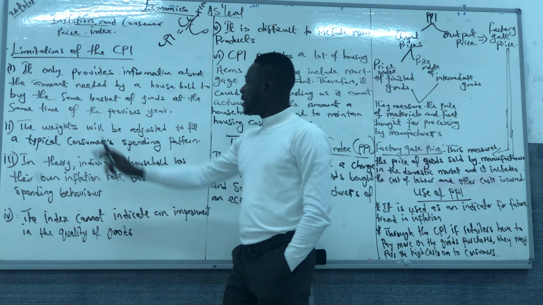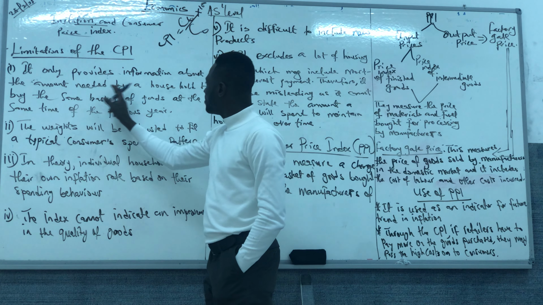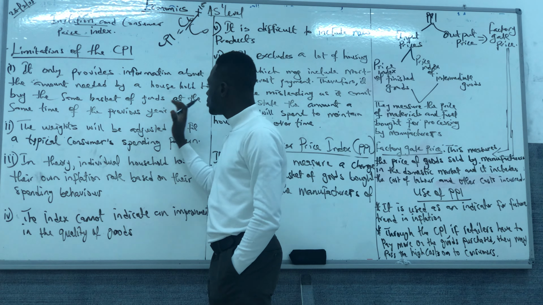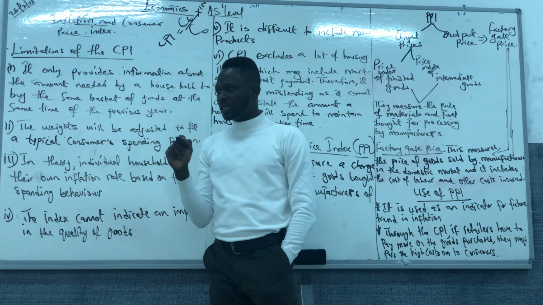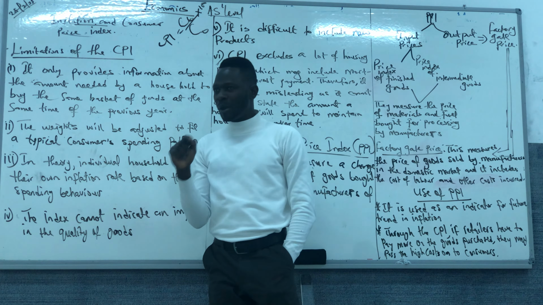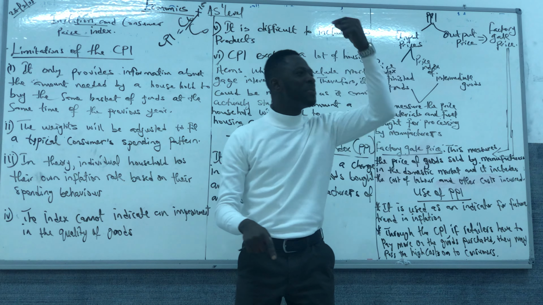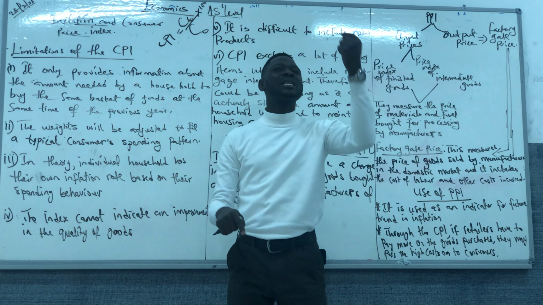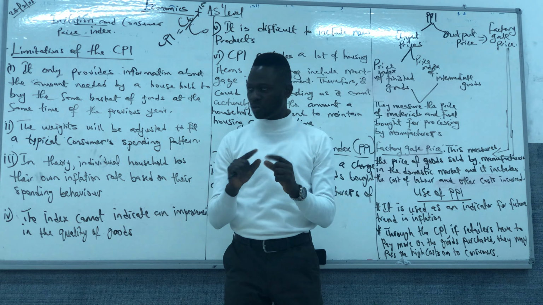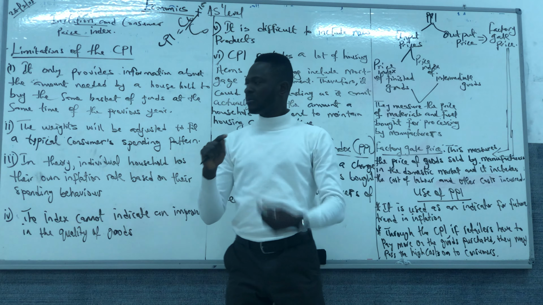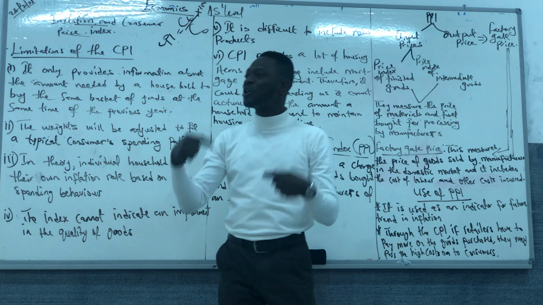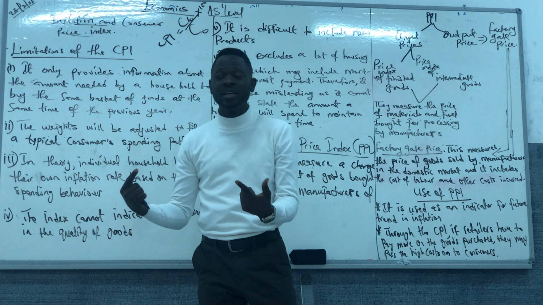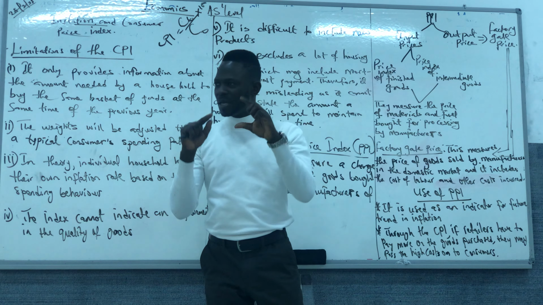The first one: it only provides information about the amount needed by a household to buy the same basket of goods at the same time of the previous year. When we measure the consumer price index, we are measuring the amount we are paying on the basket of goods this year against the amount we paid last year for the same basket of goods at that period. So it shows us the amount we're going to spend, but it doesn't show us the amount of income we need, or our levels of income. Do you get the point or not?